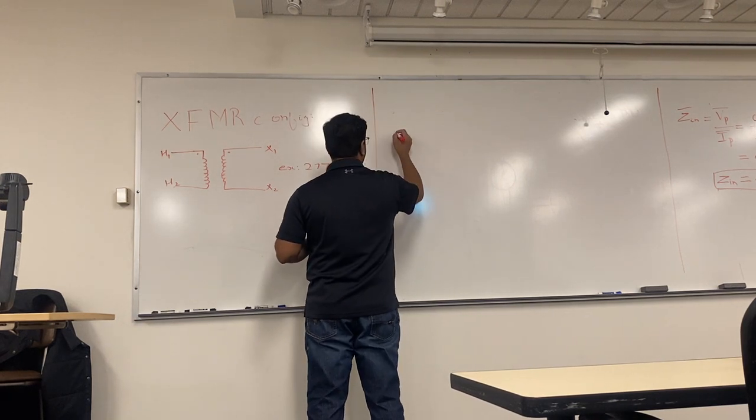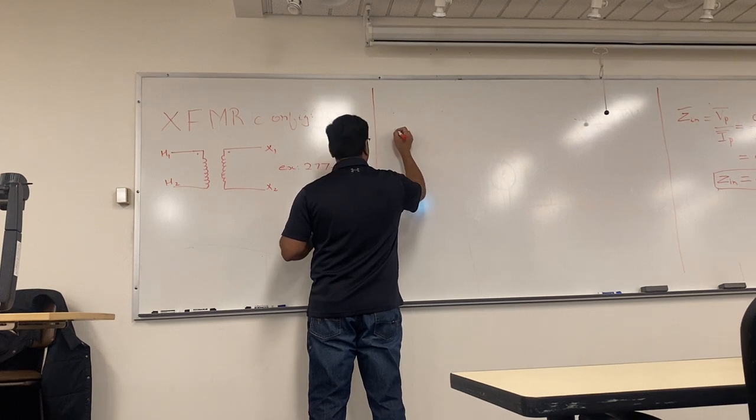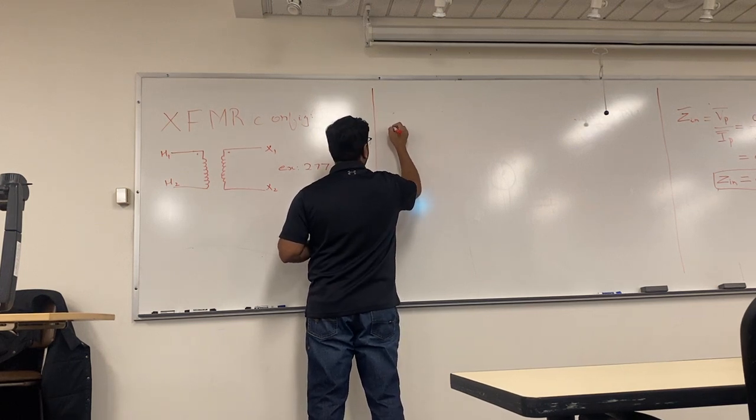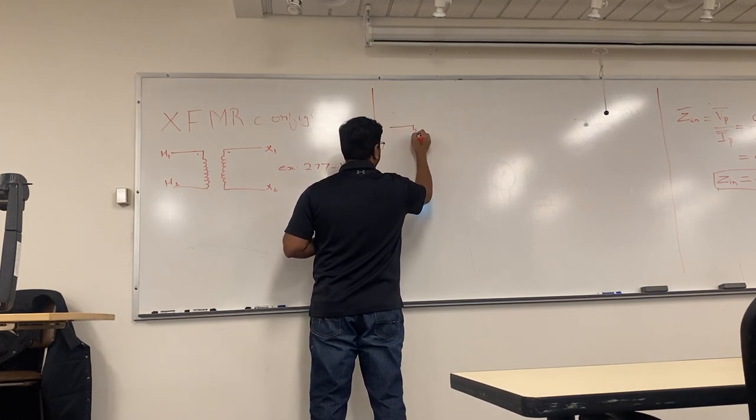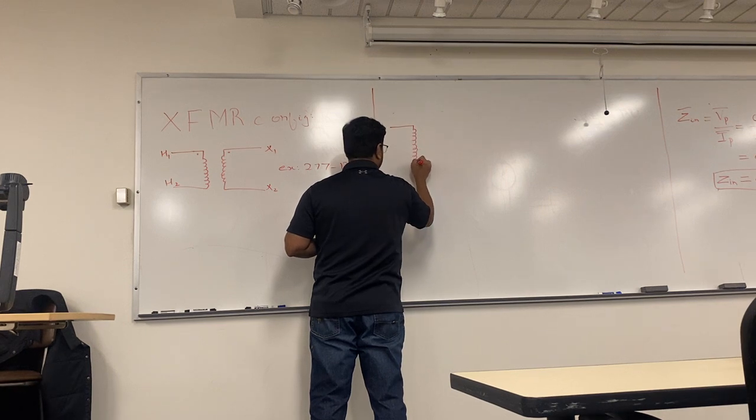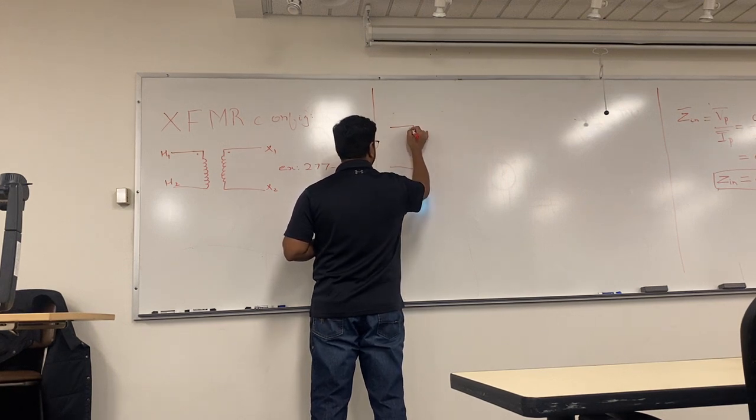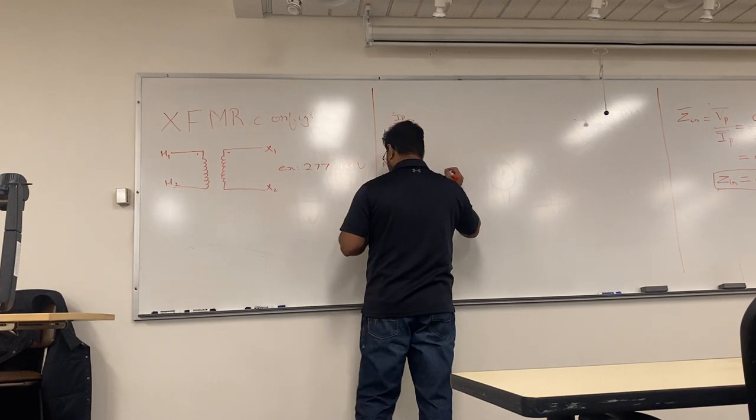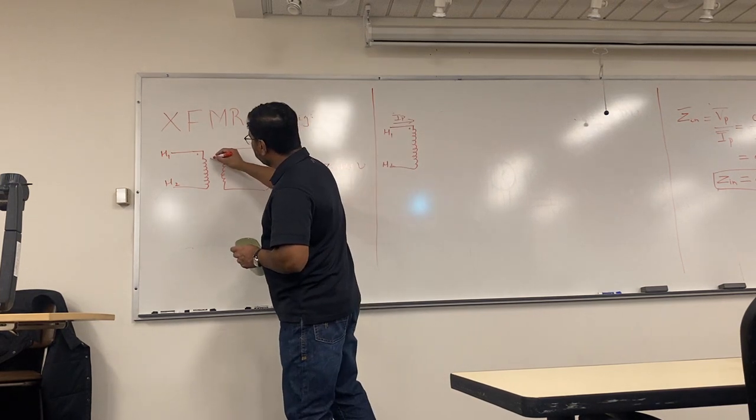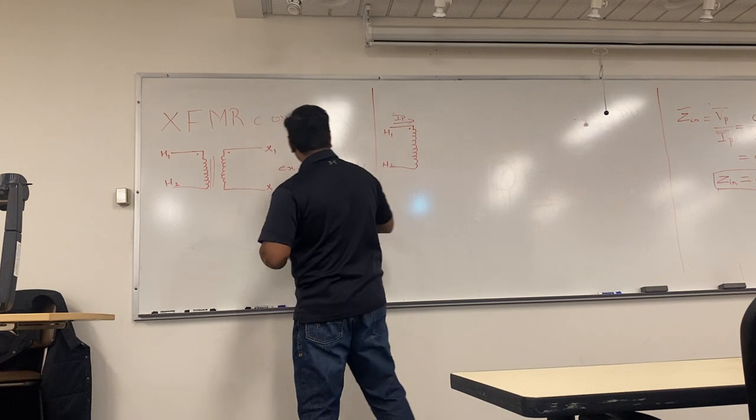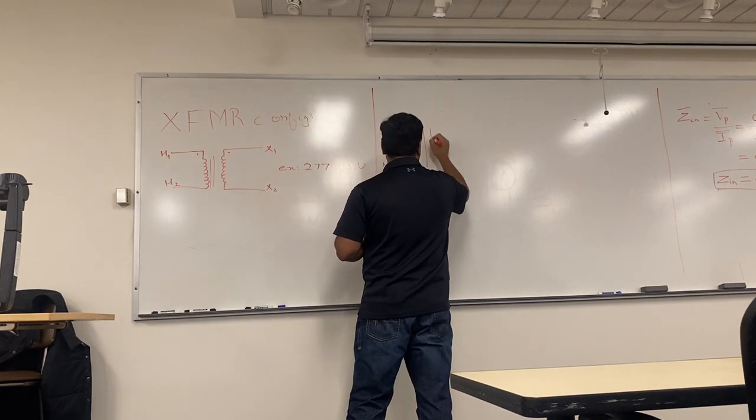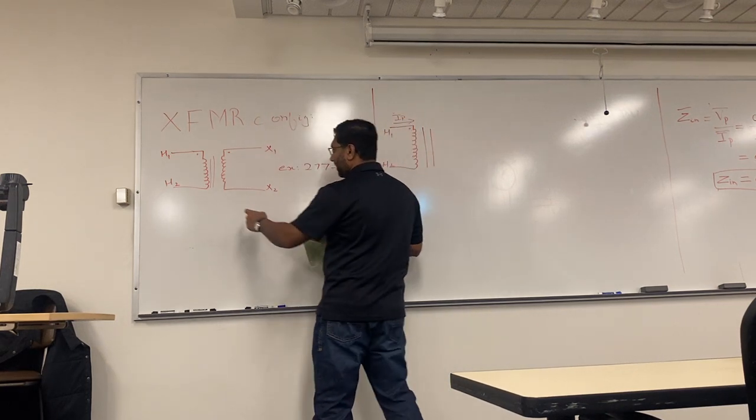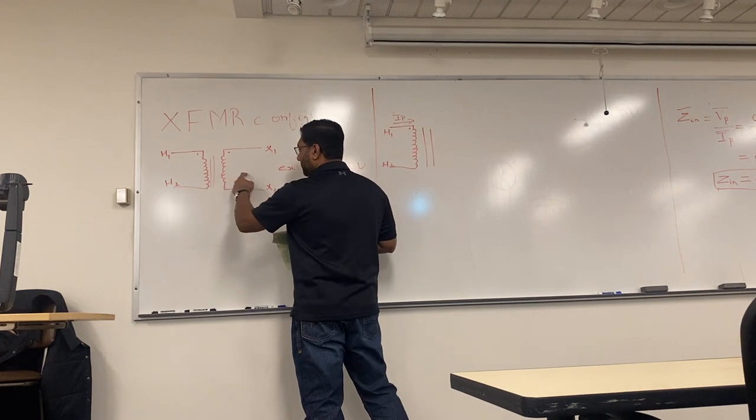The next one is a multi-tap transformer. The way you do a multi-tap transformer is you have a high side where the voltage is fixed. So H1, H2, IP. Depending on the textbook, it's either an air gap or that the flux is completely linked.